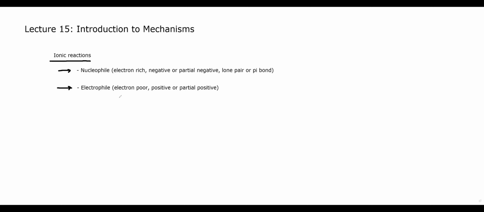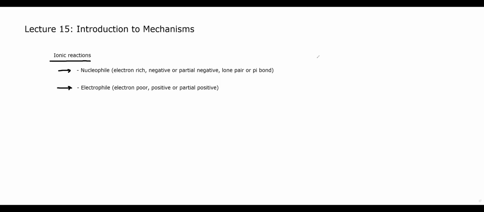Okay, so what is a nucleophile? What is an electrophile? So a nucleophile is going to be something that's electron rich. It's going to be either a negative or a partial negative. Oftentimes it's going to be either a lone pair or a pi bond. Usually it's going to be a lone pair in this course, but we will see some cases where pi bonds, a different pair of electrons, could also be a nucleophile.